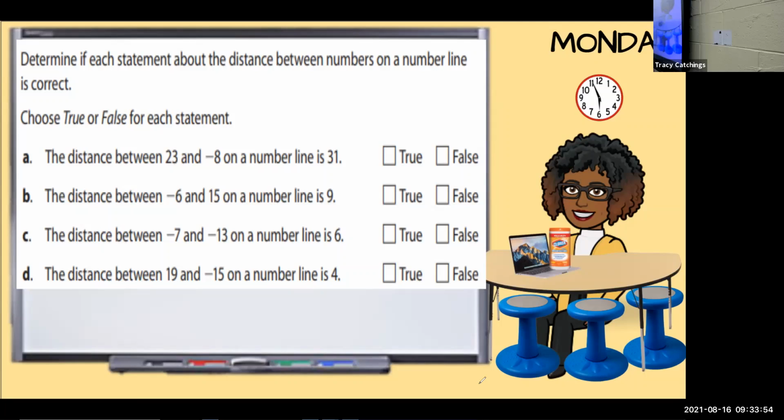Remember, I don't look at answers, like true or false, and stuff like that. That's why I tell you to make sure you have some work or explanation with whatever you have. If you tell me true, you need to have a number line or math expression or something to prove why you're saying what you're saying.